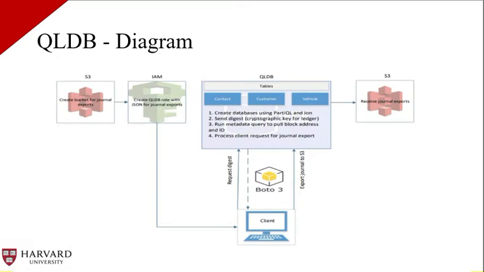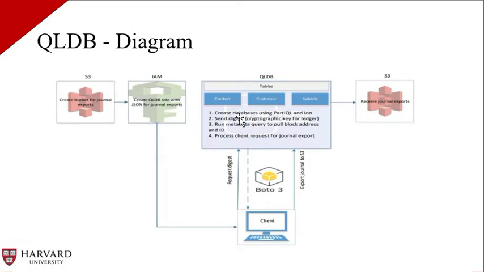So the first thing we need to do is create a Simple Storage Service bucket, which is where we will send our journal exports. Second, we want to create a role via IAM that will allow our client later on to export the journals via QLDB to S3. This role needs to reference the S3 bucket that we create, so the bucket will allow it to insert the journal. Third, we will do the bulk of the work in QLDB.